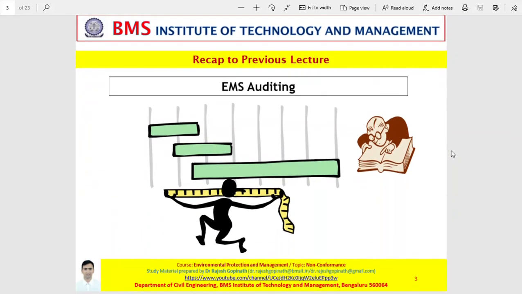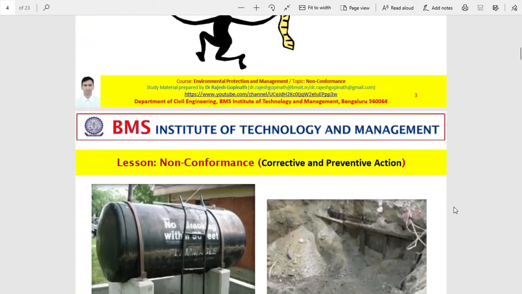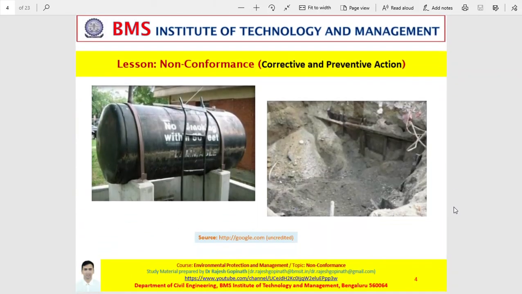Last session we had discussed about EMS auditing. We had learnt about auditors, their roles and qualification in the context of environmental audits. In today's session, as you can see in slide 4, we shall speak about non-conformance, corrective and preventive measures.